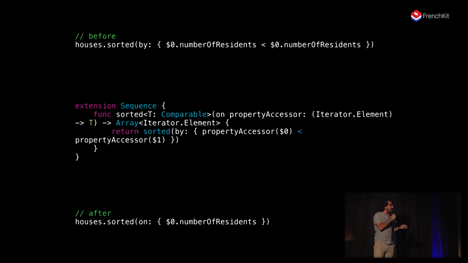And then we get this really beautiful code at the end. Instead of sorting by this function, we're sorting on this property.